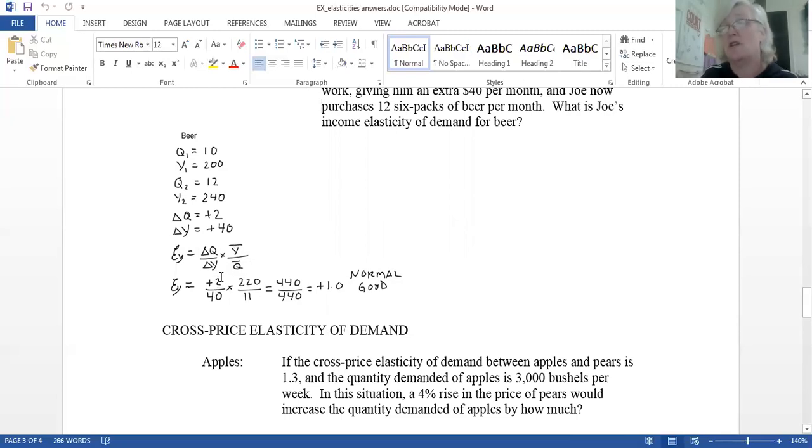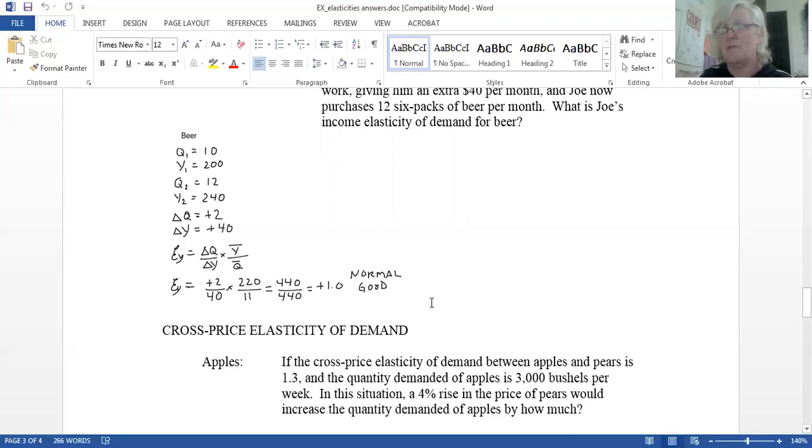So my change in quantity is the extra 2 six-packs. Change in income is the $40 raise that he got. My average income between 200 and 240, halfway, is 220. And then my average quantity halfway between 10 and 12 is 11. When I multiply that out, I get 440 over 440, a perfect 1.0, and everybody wants to write unitary. No. Notice, no unitary.